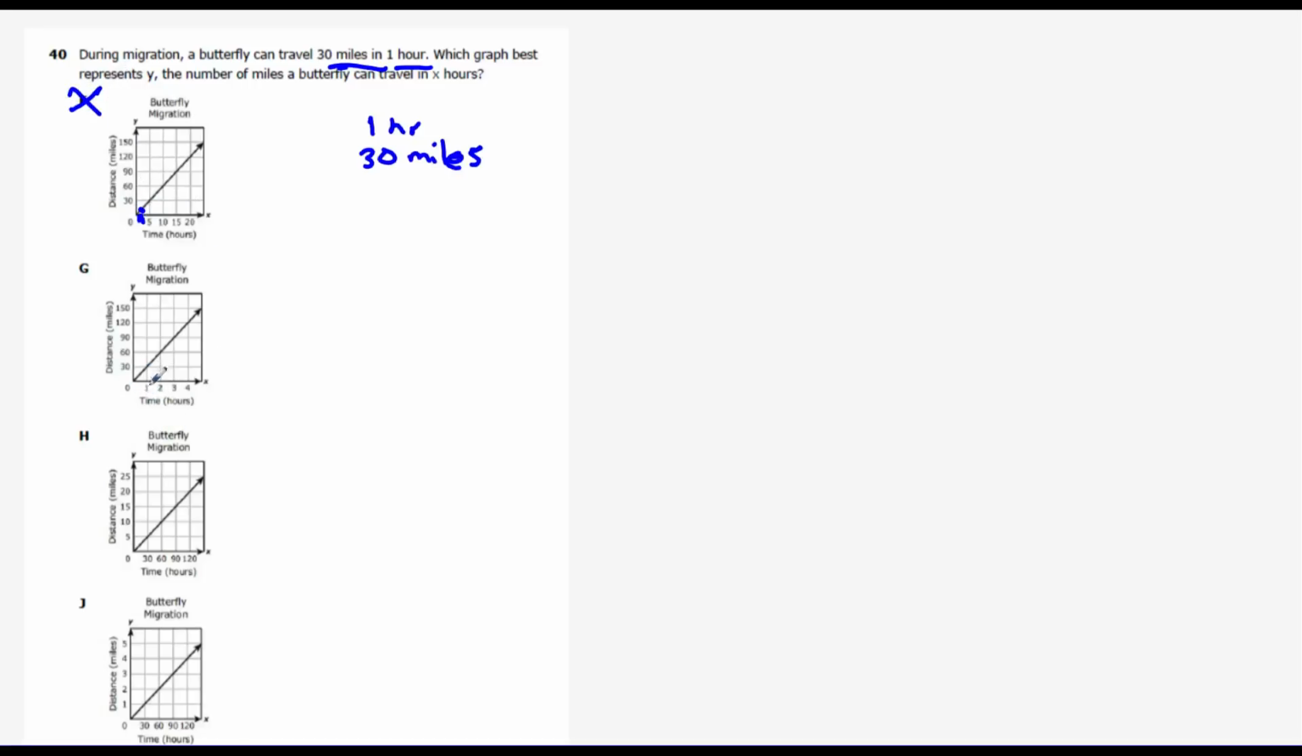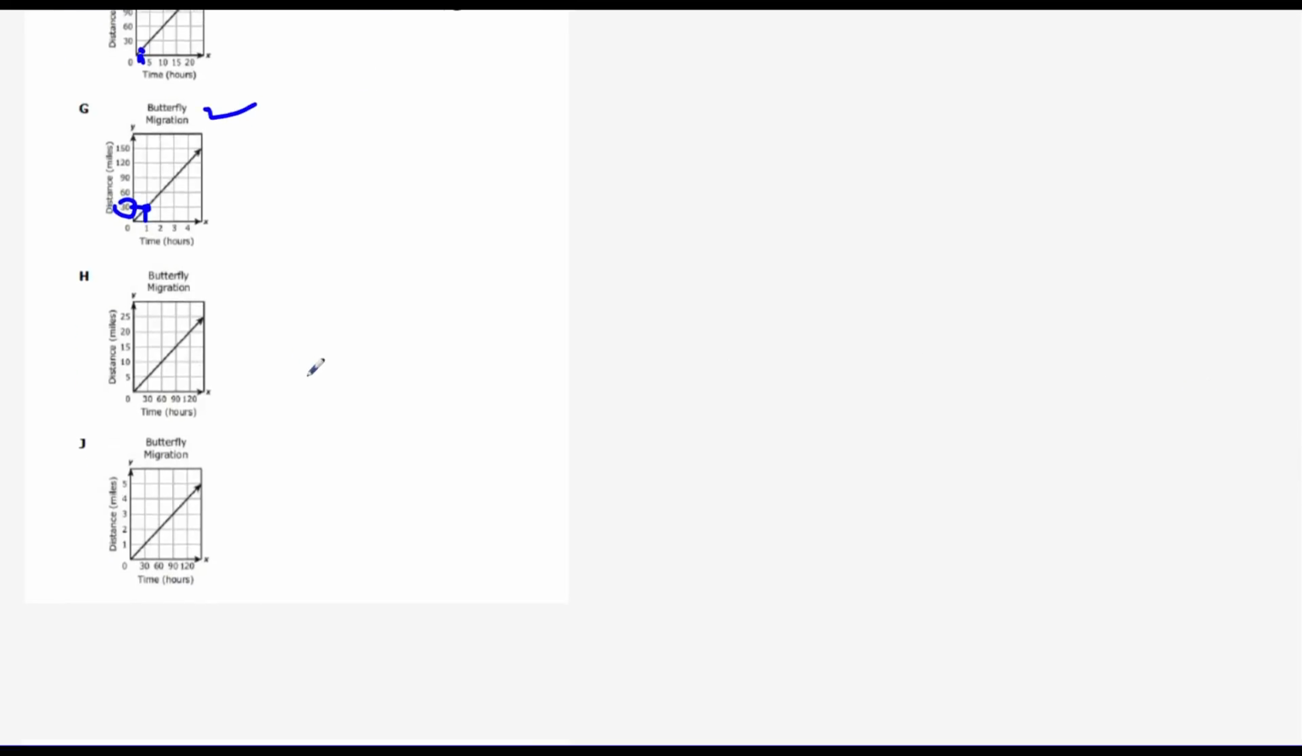Answer G, here's 1 hour. Okay, so I go up to the line, and it's at, look at this, 30 miles. That's what I wanted. I like this answer. I'm going to check the other ones, because I'm a good hard worker. H says 30 hours. 30. People pick this answer. Why do people pick this? 30 hours to go 5 miles. 1 hour is like right here, and 30 would be, but this isn't even close. That's a bad answer. Please don't pick that answer.